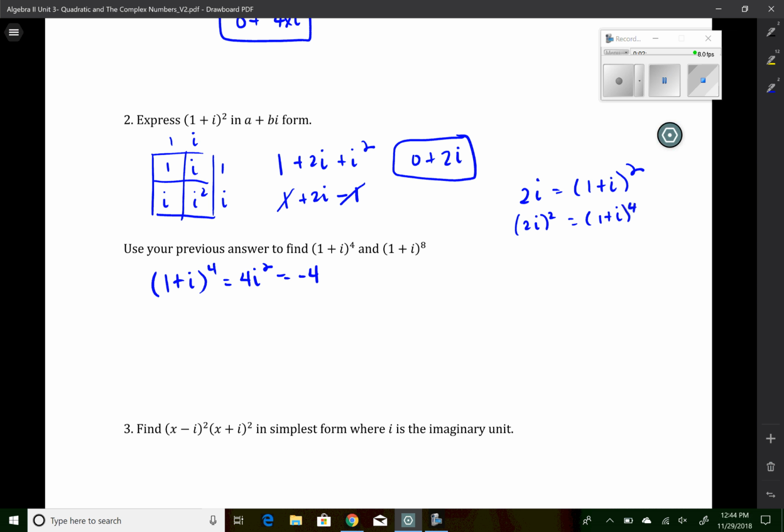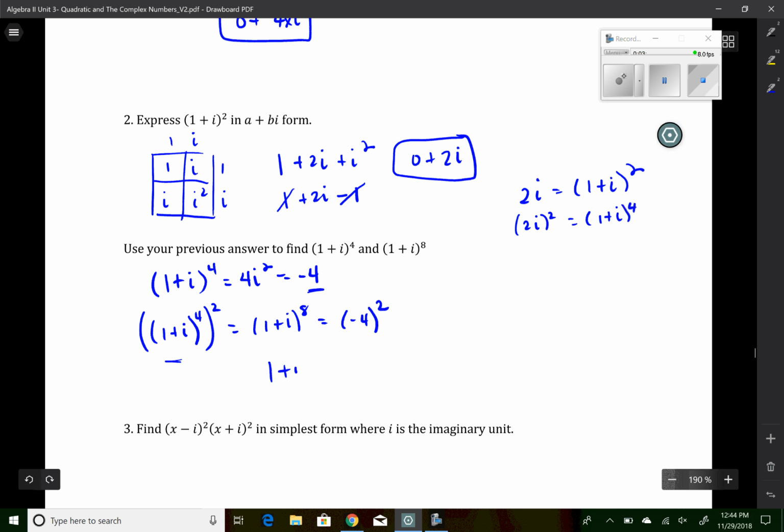Well, if I use that same train of thought, if I have 1 plus i to the 8th, that's the same thing as me saying 1 plus i to the 4th squared. That's 1 plus i to the 8th. So that's the same thing as me just saying negative 4 squared, because I'm squaring the answer here. So 1 plus i to the 8th power is just positive 16. Again, if you put them in a plus bi form, you could just put the 0i in there for both of them. It didn't say it, but I'll do it anyway.